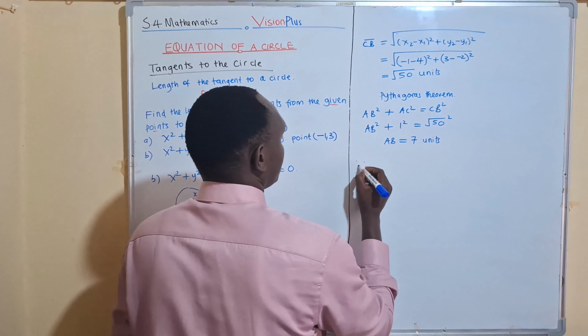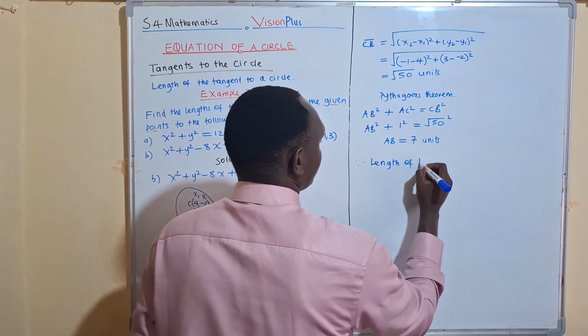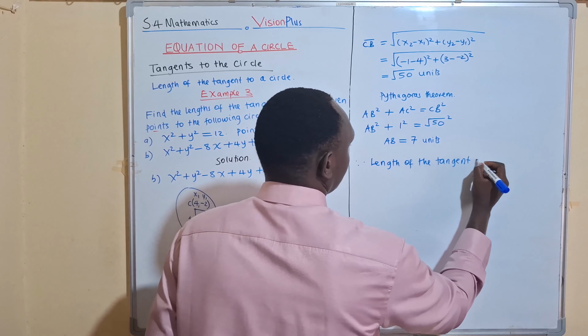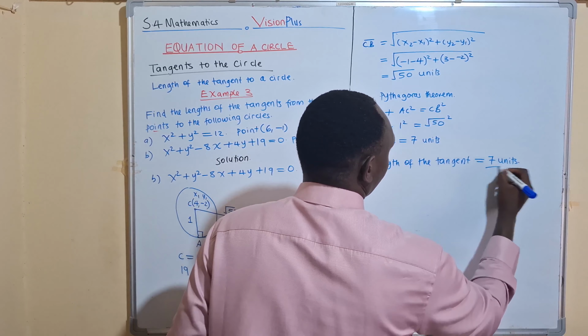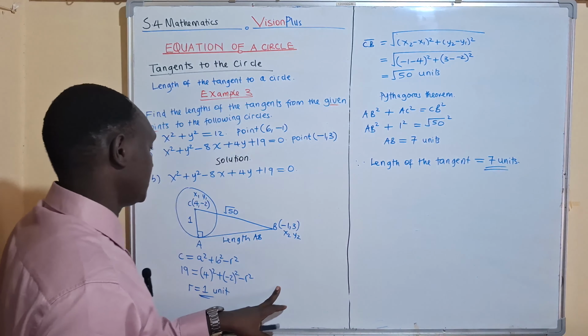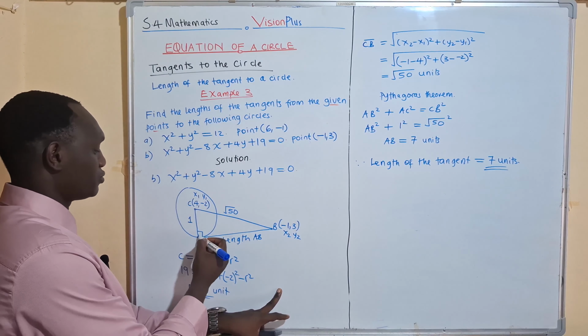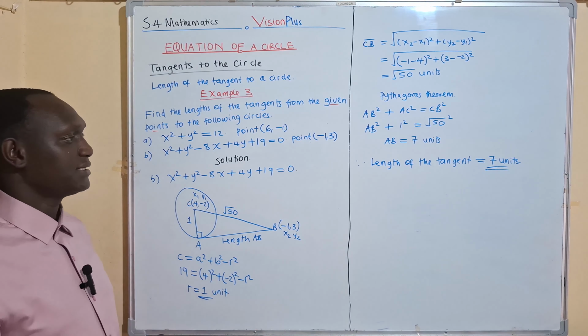Therefore, the length of the tangent, which we have called AB, is 7 units. That means the distance from where the tangent was drawn to the point of tangency on the circle is 7 units.